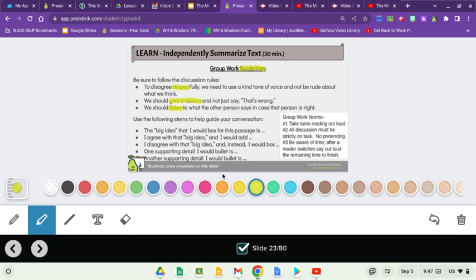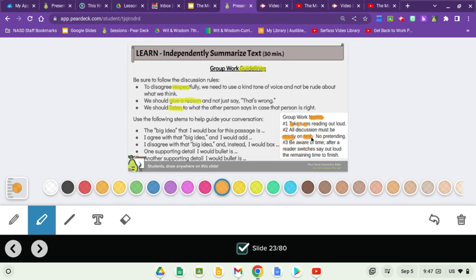So switch it over to orange for me, please. And let's take a look at some of the norms, right? Norms are like traditions or things that we're going to observe while we go along so that things work best for our little society, our group. We're going to take turns reading out loud if we're assigned readings, right? So you're going to take turns. Everybody has to go. All discussion must be strictly on task, right? Look at that word strict and task, right?